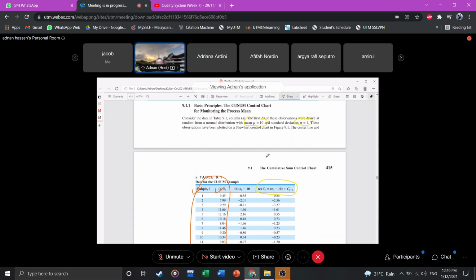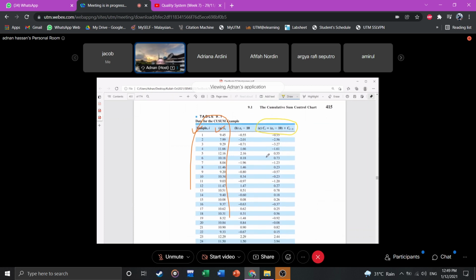So what we plot: x minus 10, where 10 is the mean, mu equal to 10. How do we get the mean? It's the mean of the process from the stable process. So 9.45 minus 10, you get minus 0.55, plus C(i minus 1). We don't have the previous value for this C, so we assume it is 0.